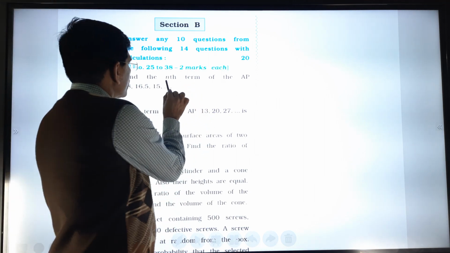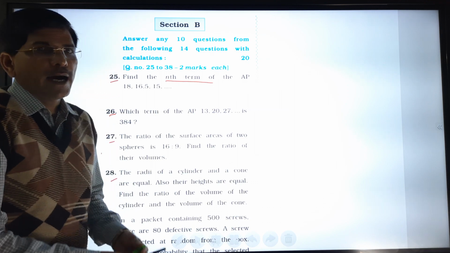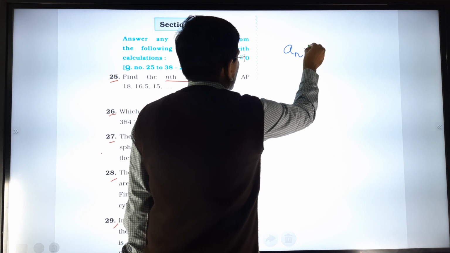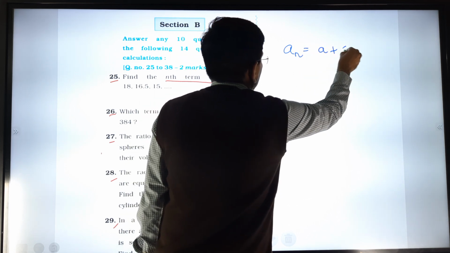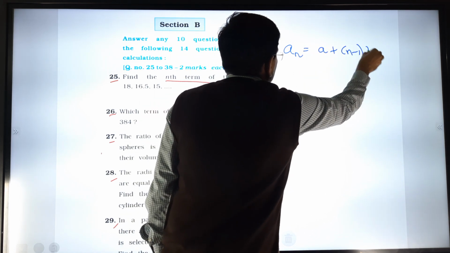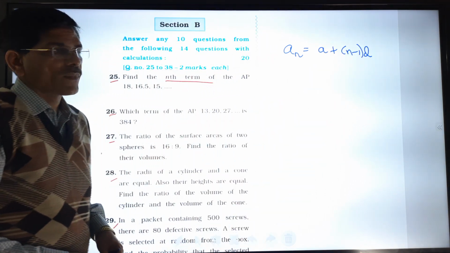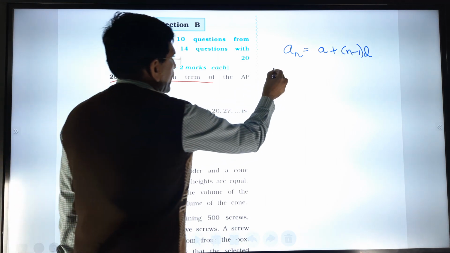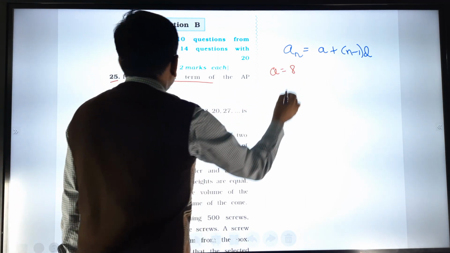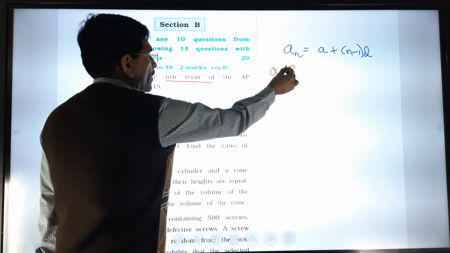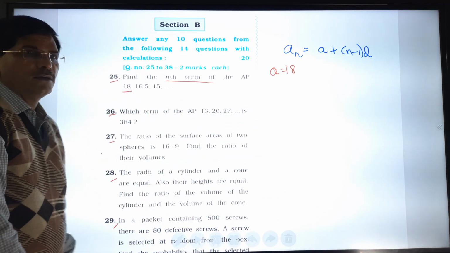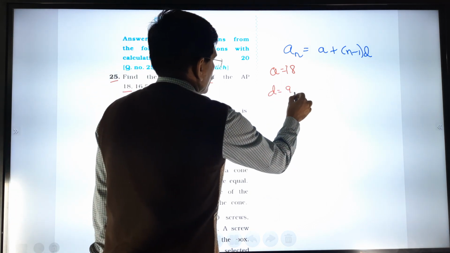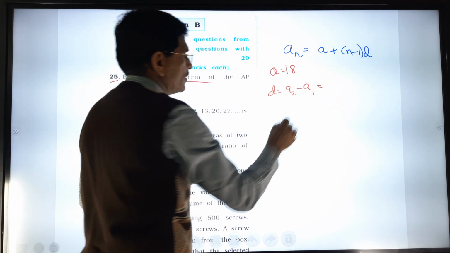Whenever the nth term is there, I have to write the formula, that is An is equal to A plus (n minus 1)d. Now, what is the first term? That is A. So I have to write A is equal to 18. What is the difference? We know how to find the difference: d is equal to A2 minus A1.